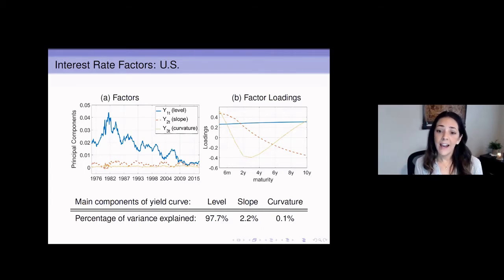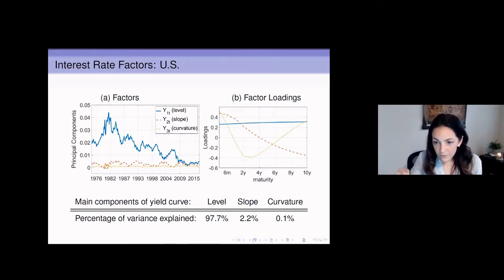Now, on panel B, we have what is called the factor loadings, and this is how much weight each factor places on the yield curve at different maturities. So for example, in blue, we have the weight that the first factor places on the yield curve from 3 months all the way to 10 years. And you can see that this is a relatively flat line around 0.3. And what this means is that shocks to this first variable, to this first factor, are going to impact all the yields in that yield curve roughly equally.